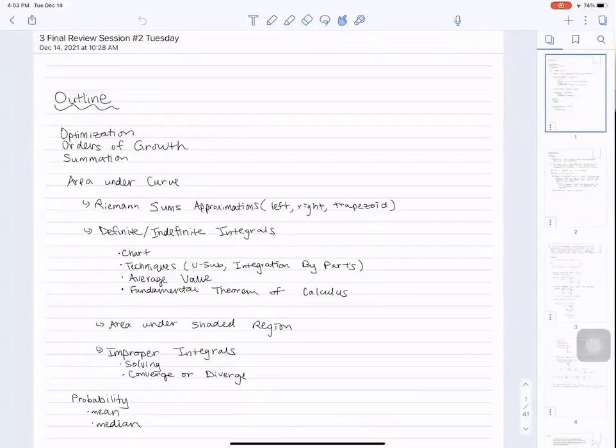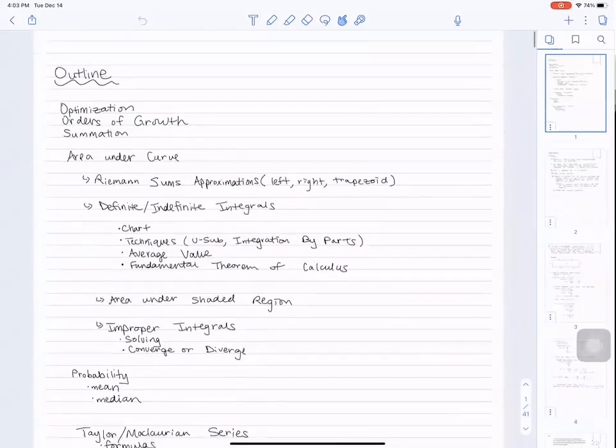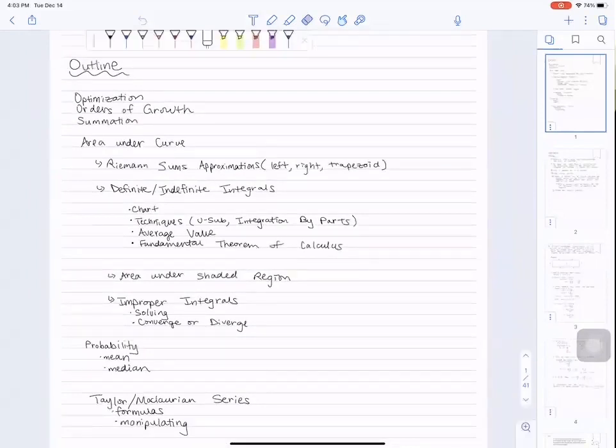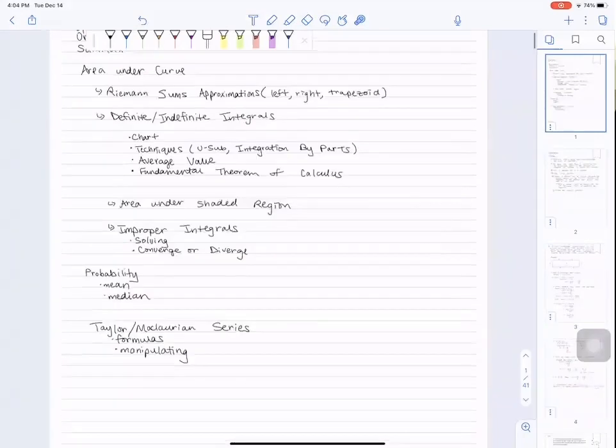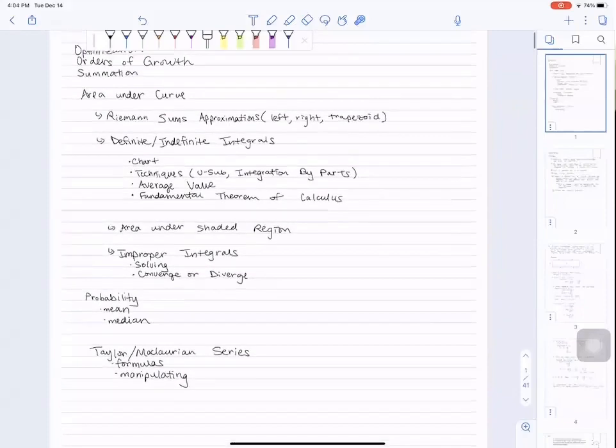Okay, so this is review session number 2 for the final exam of Math 103. Just a quick outline of what we're going to cover. Yesterday we already covered the first half of the course, which was all derivatives, everything to do with that. This time we're going to cover optimization and mainly all of the area under the curve stuff, like integration, and the end of the course with probability and Taylor series also.